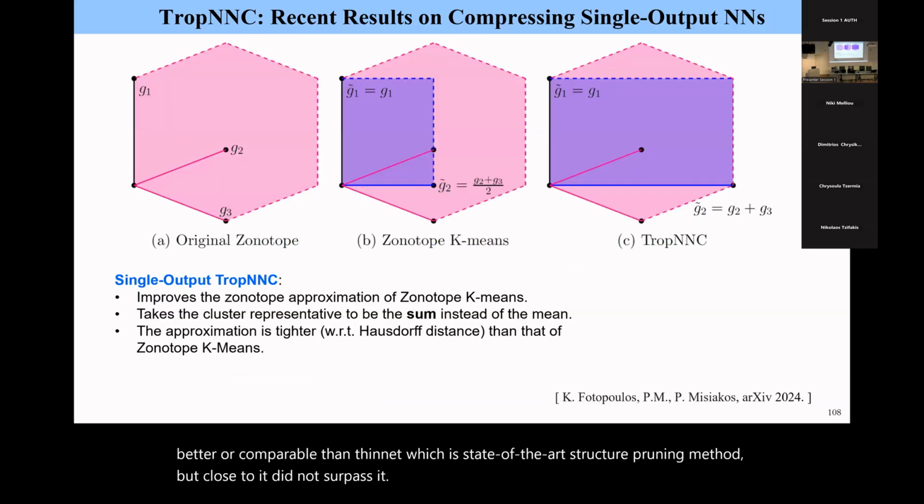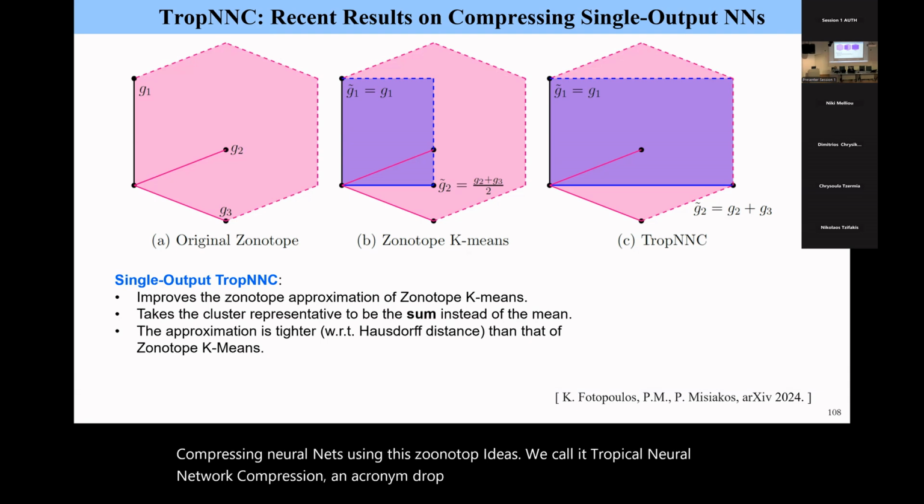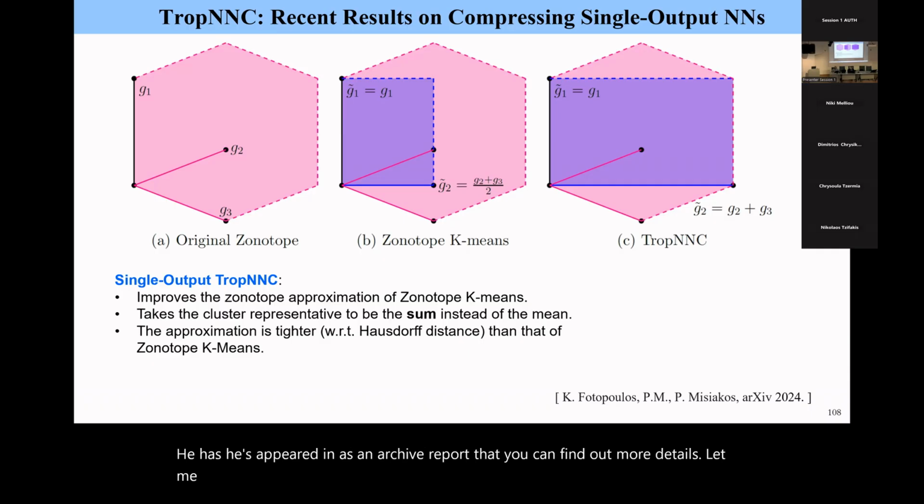The most recent version of compressing neural nets using these zonotope ideas, we call it tropical neural network compression, an acronym TROP NNC. It's a recent result. It has appeared as an arXiv report where you can find out more details. Let me just summarize for you the basic geometric intuition why this performs much better.